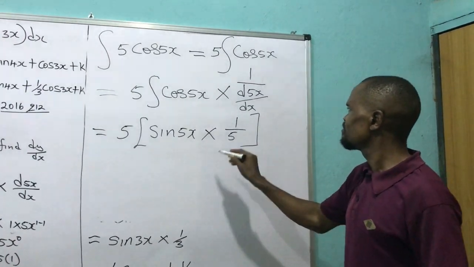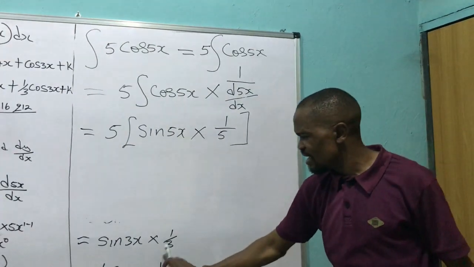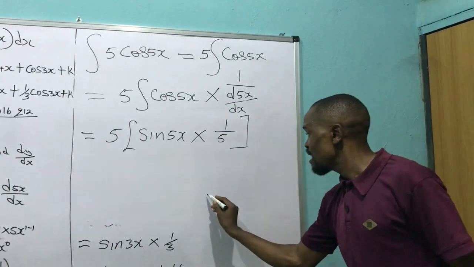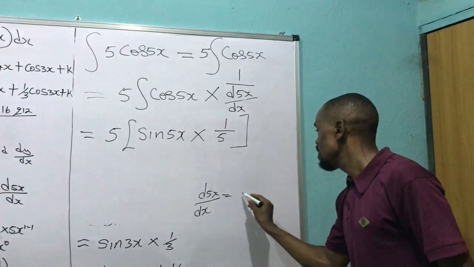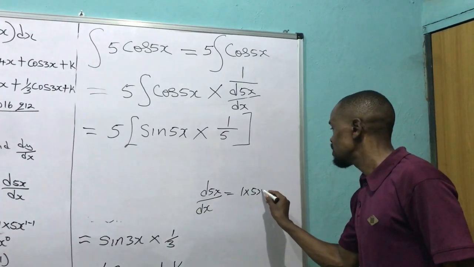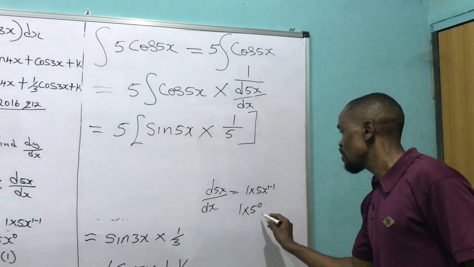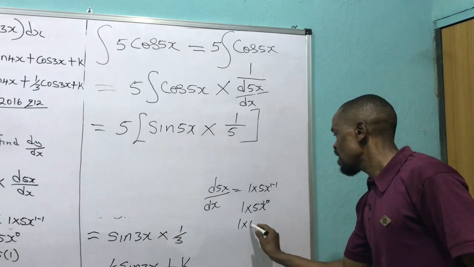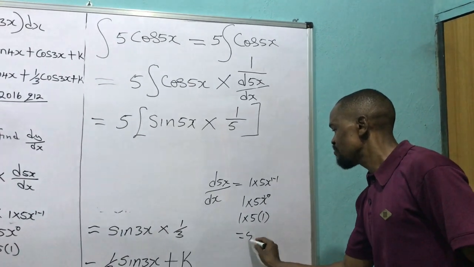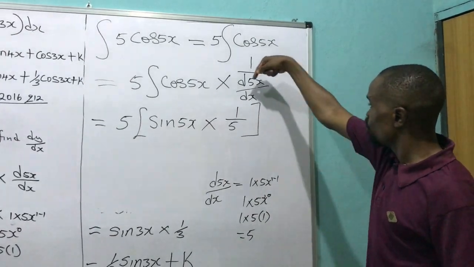You remember? Differentiating this will give me 5. I think we have done that here, which you can remember: d5x over dx will give me 1 times 5x raised to the power 1 minus 1, which is 1 times 5 times x to the power 0, that is 1 times 5 into 1, and that gives me 5. You remember? That's it. When we differentiate this, it will be over 1.